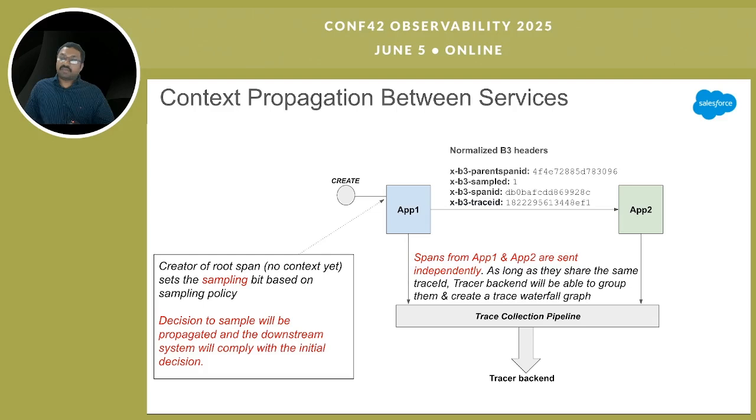The sampling flag is quite important as well, because the sampling flag basically determines whether you are going to collect that particular trace or not. If it is set to 0, even though the context propagation happens, generally application 2 would not emit that span to the collection endpoint. This is often done to reduce the overall volume of the trace data that you collect.